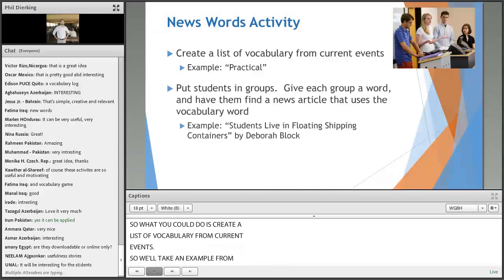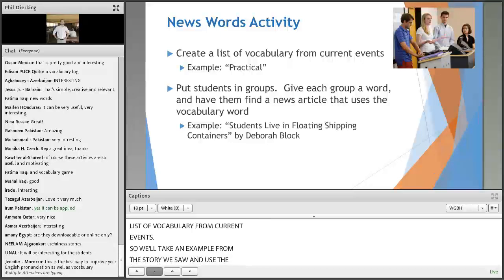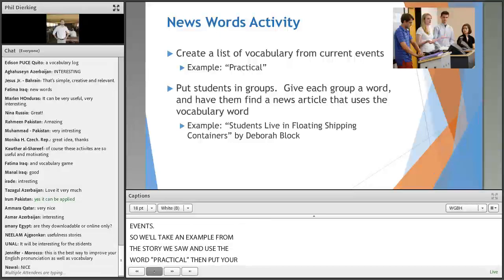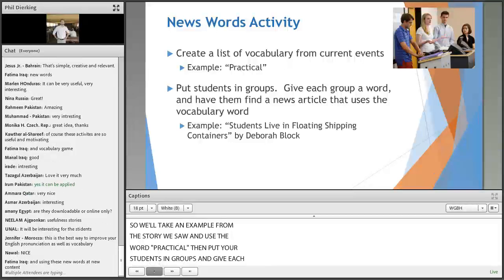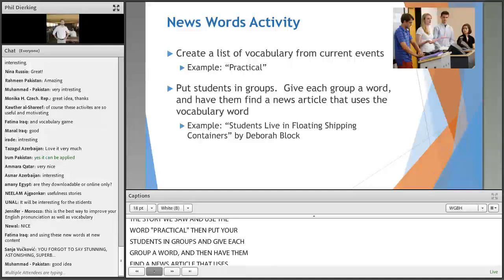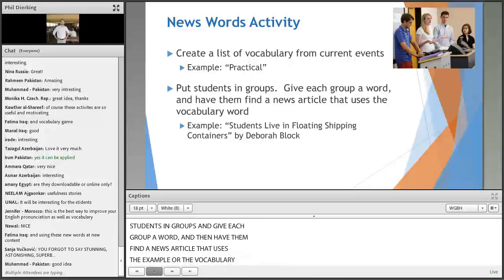Then put your students in groups and give each group a word, and then have them find a news article that uses the vocabulary word you gave them. So in this example, we took the story Students Live in Floating Shipping Containers by Deborah Block.